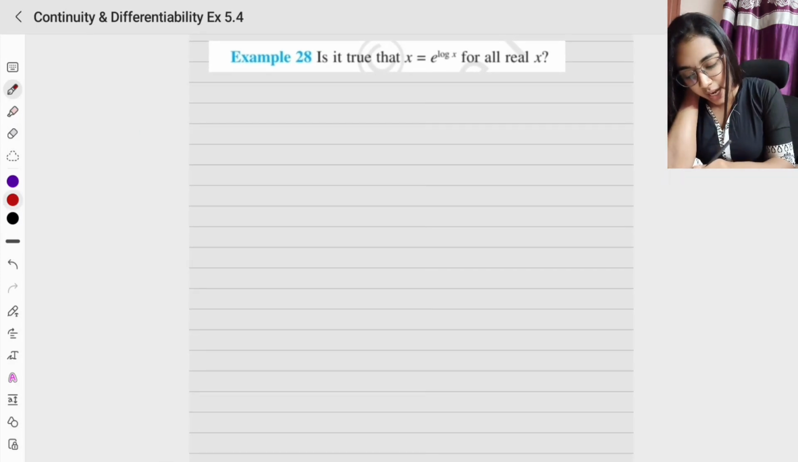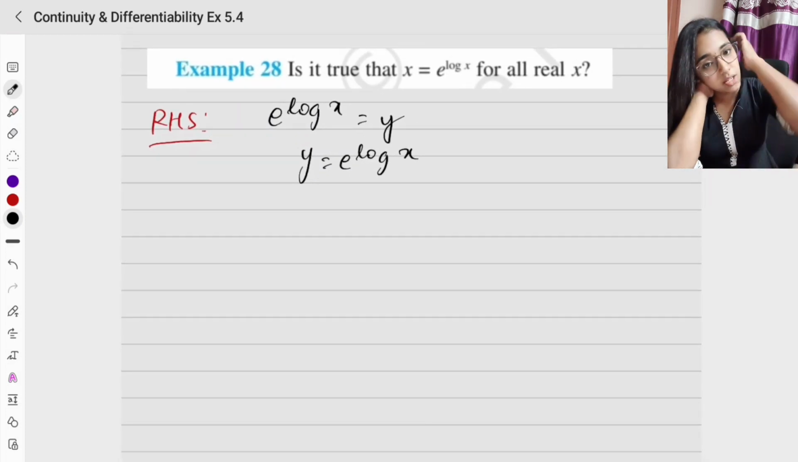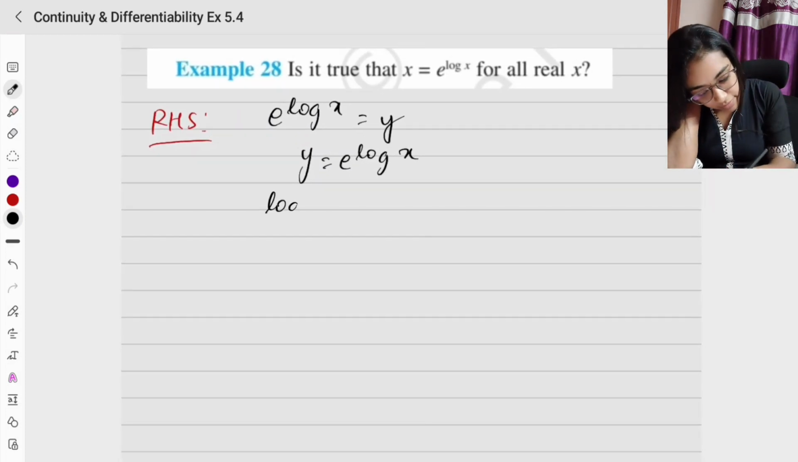First I have my RHS. What is there in the RHS? I'll take my RHS. I have e to the log x. I'm going to write this as y. So here, y is equal to e to the log of x. I'm going to take log on both sides. So what will I have? Log y equals log e to the log x.